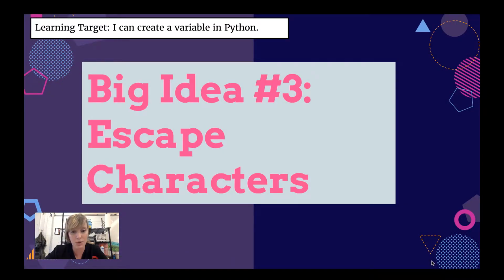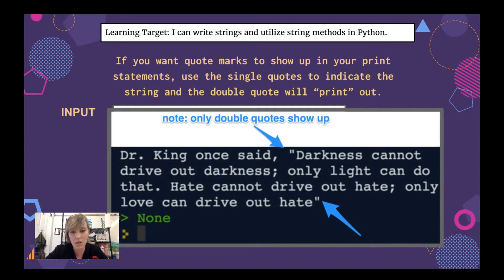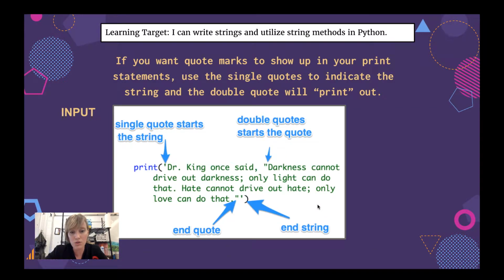Okay, big idea number 3, escape characters. Now let's say, for instance, I'm going to jump to this. Let's say that you want the quote to actually print out in your print statement. So you want the quotation marks to actually print out. One trick is you can start the string with single quotes and then use double quotes. So the double quotes will be present in the display inside of the print function.